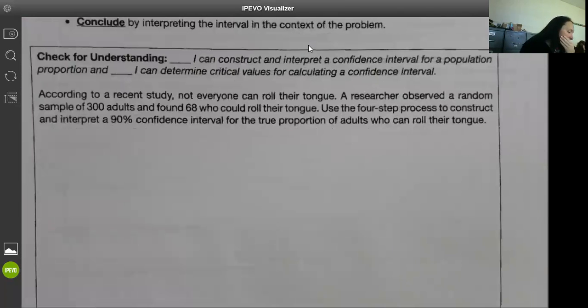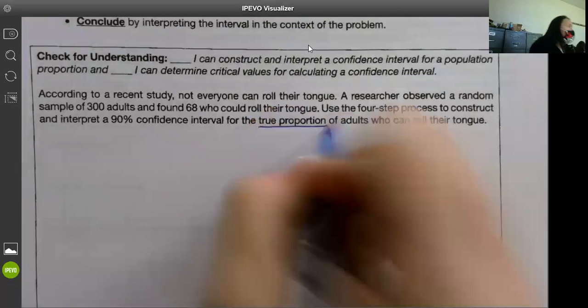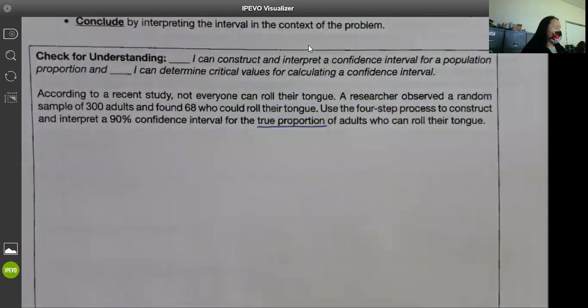So according to a recent study, not everyone can roll their tongue. A researcher observed a random sample of 300 adults and found 68 who could roll their tongue. Use a 4-step process to construct and interpret a 90% confidence interval for the true proportion of adults who can roll their tongues. So in the AP exam, they are not going to tell you to check the conditions. They will not. They'll just ask you to construct the interval, and you will have to know which one to use. And here's how you know which one to use. Okay, it is a proportion.